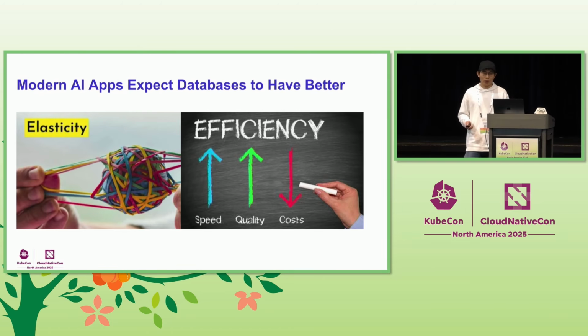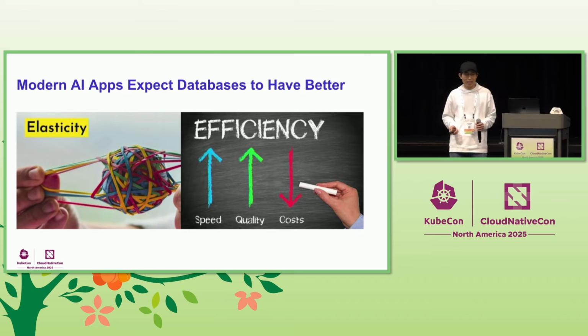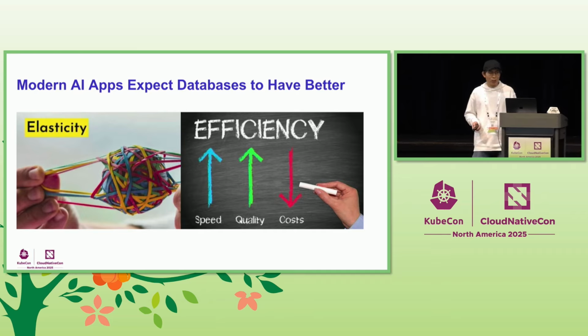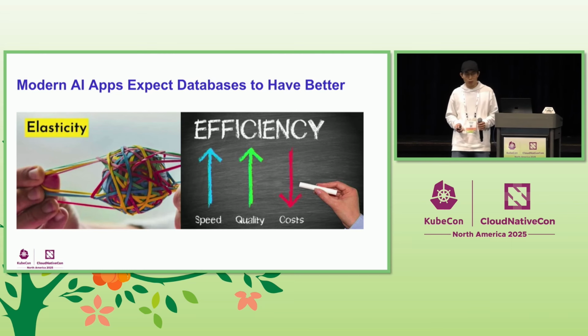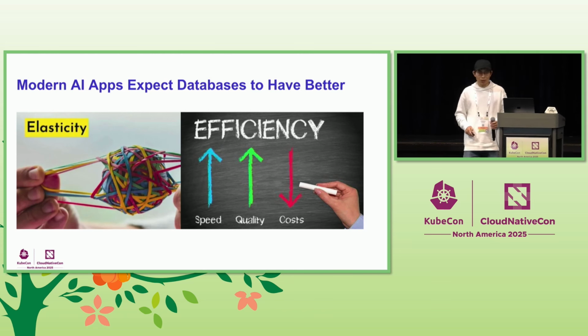And you can see the modern AI applications expect databases to have better elasticity and efficiency. Elasticity is equal to the volatility of the AI workload coming to the data platform or databases. And the efficiency is equal to the challenge of the generated data becoming larger and larger.